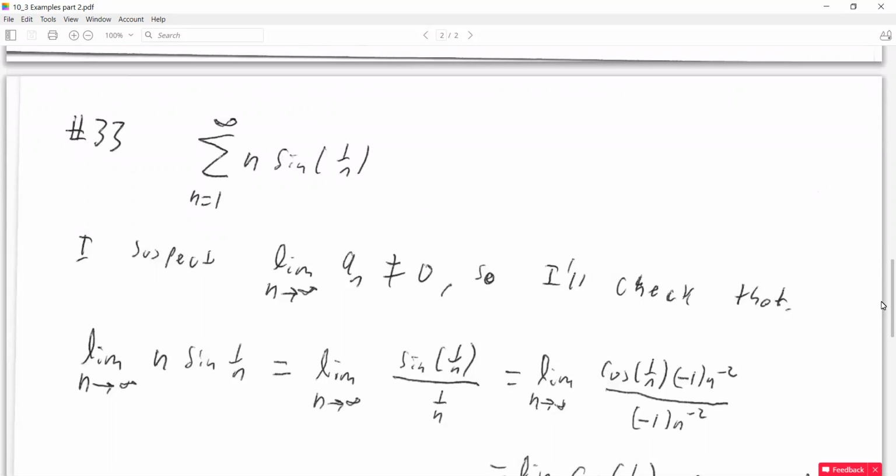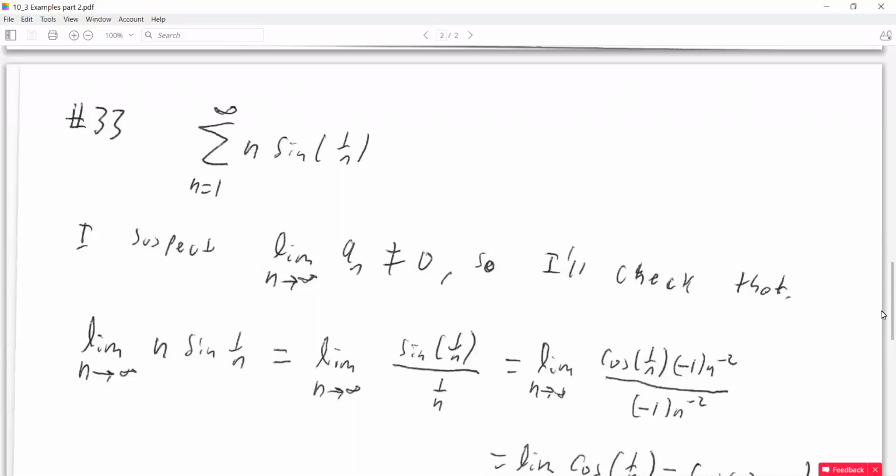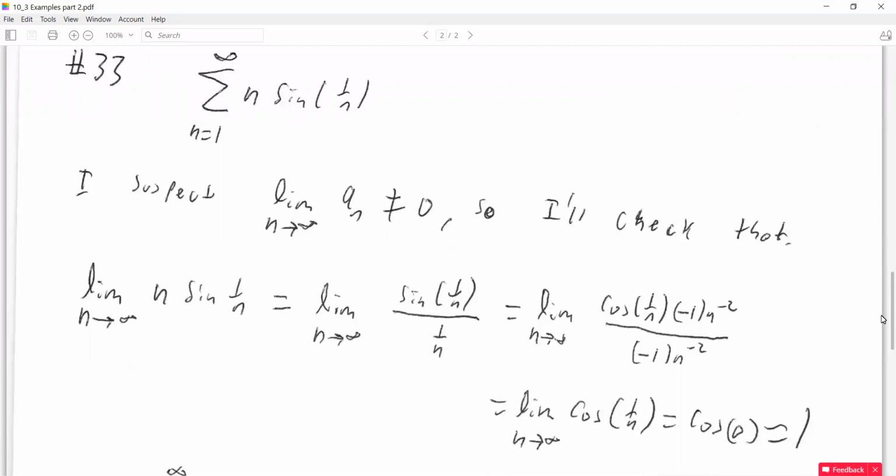Taking the derivative on top and bottom, you get the cosine of 1 over n times the derivative of the 1 over n, which is negative 1 times n to the minus 2. And same in the denominator, the derivative of 1 over n is negative 1 times n to the minus 2. And notice you get cancellation there. All that we're left with is the cosine of 1 over n.